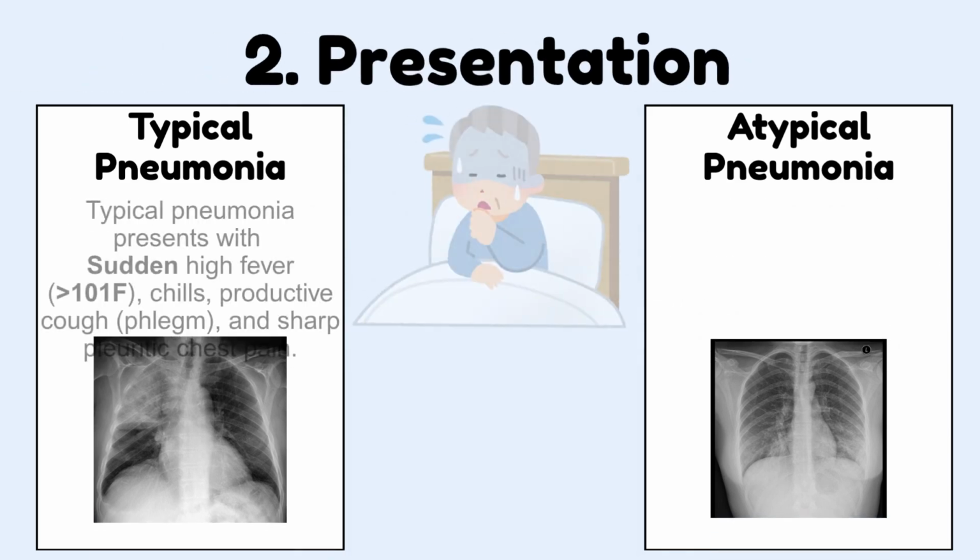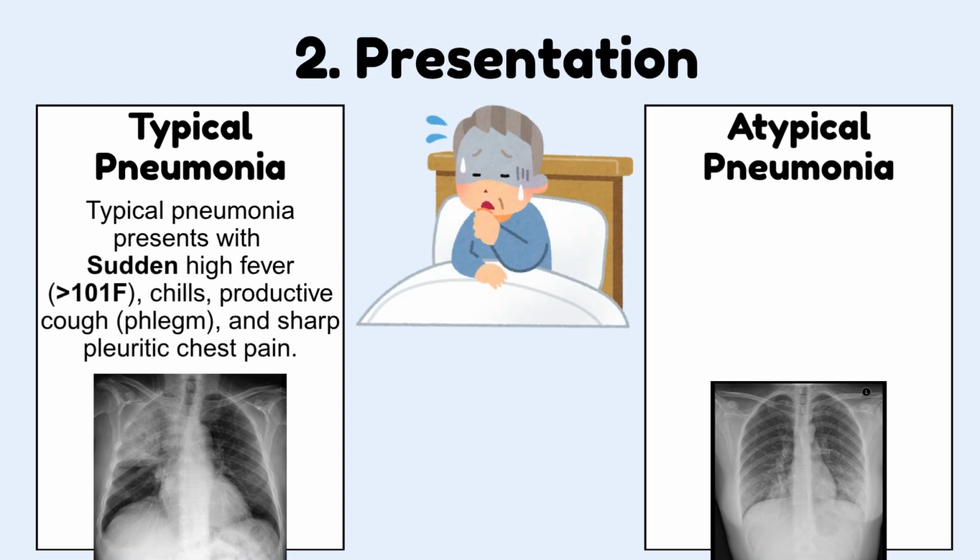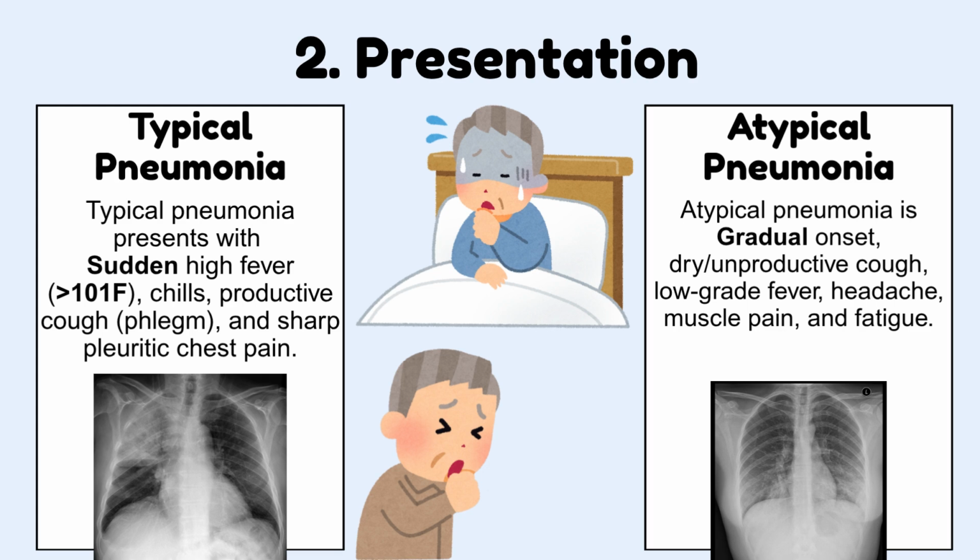Presentation. Typical pneumonia presents with sudden high fever, greater than 101 degrees Fahrenheit, chills, productive cough, phlegm, and sharp pleuritic chest pain. Atypical pneumonia is gradual onset, with dry and unproductive cough, low-grade fever, headache, muscle pain, and fatigue.